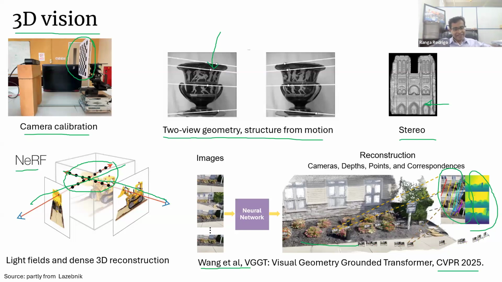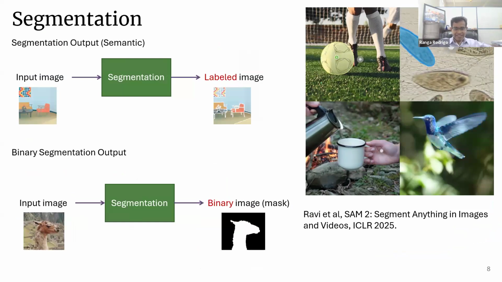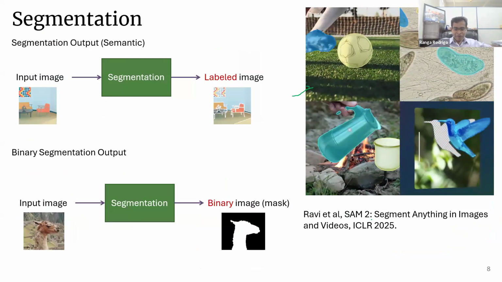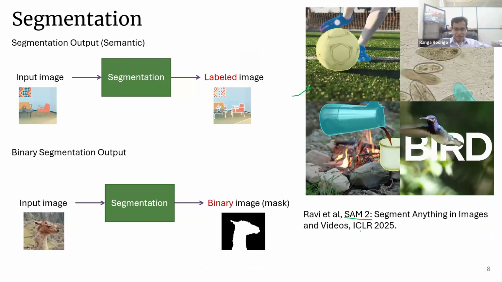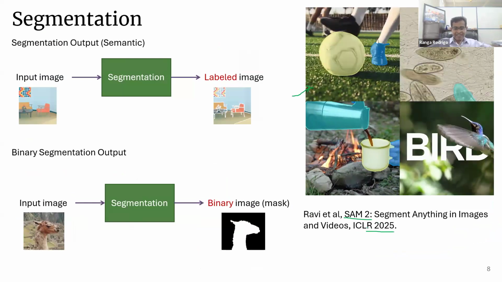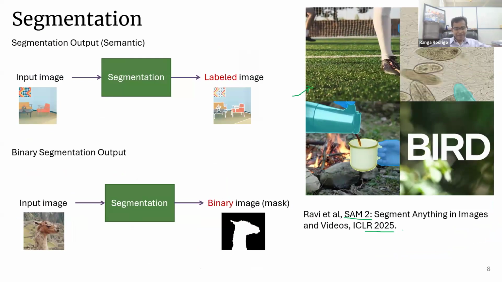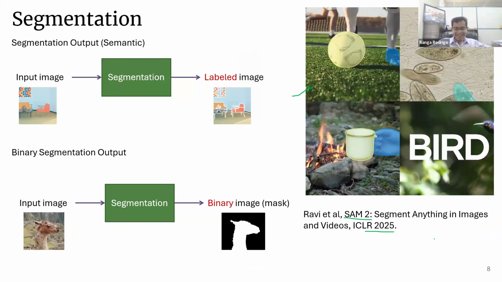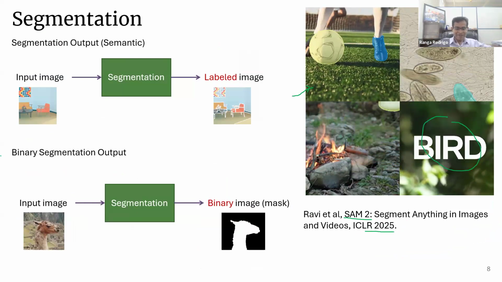Okay, so after doing 3D vision, we will look at segmentation. So you can see these video segmentations of the so-called SAM 2 model. It's an ICLR, International Conference on Learning Representations, ICLR 2025 contribution by Facebook. This is not actually just segmentation. They have done something other than segmentation also.